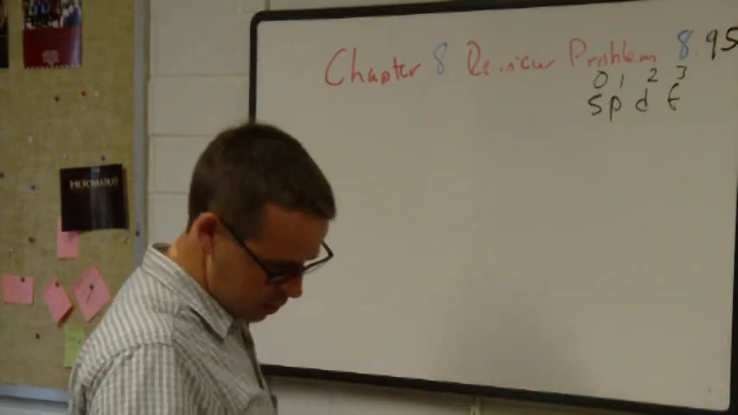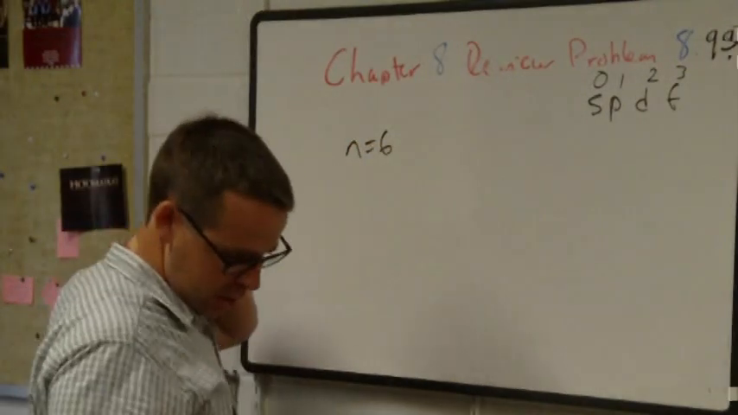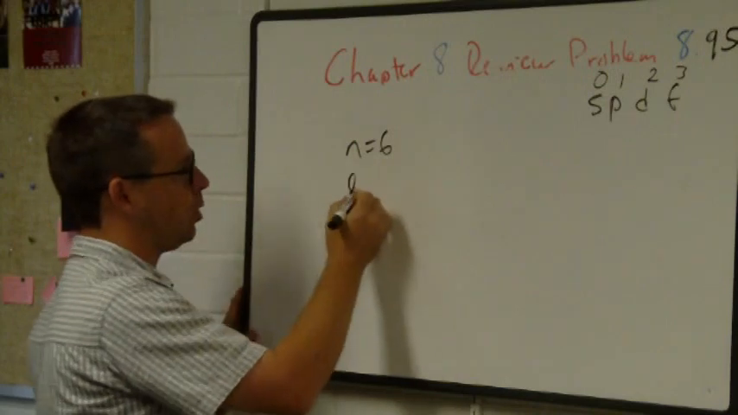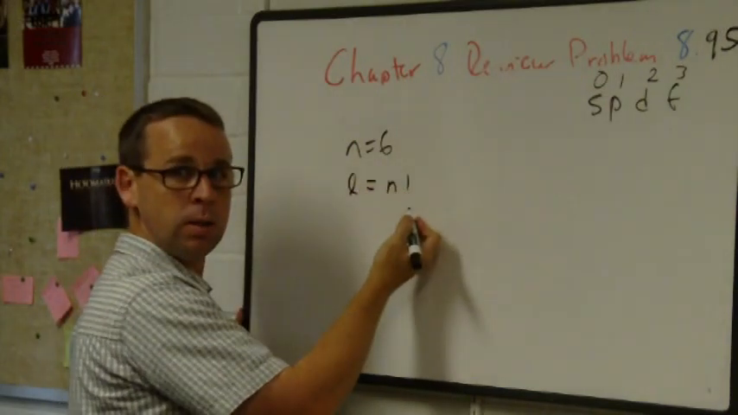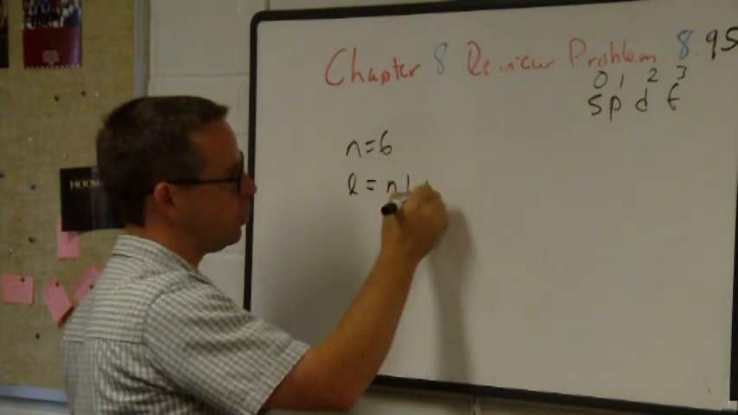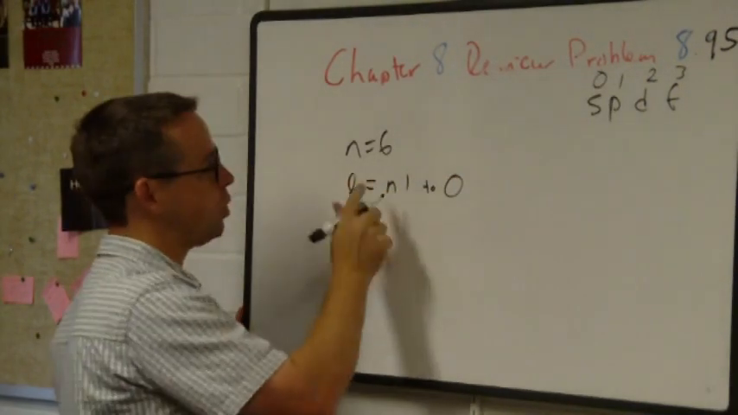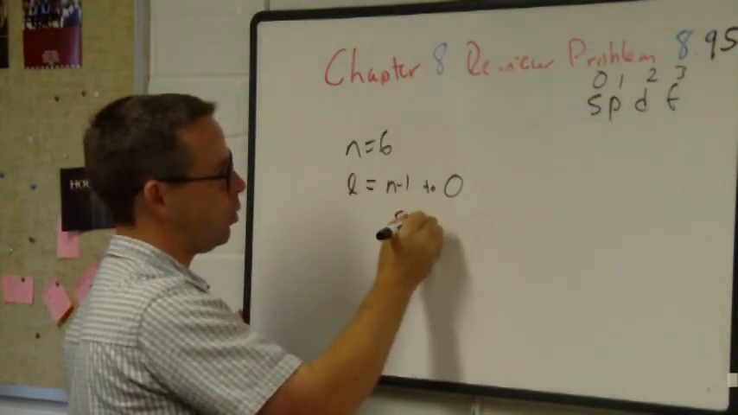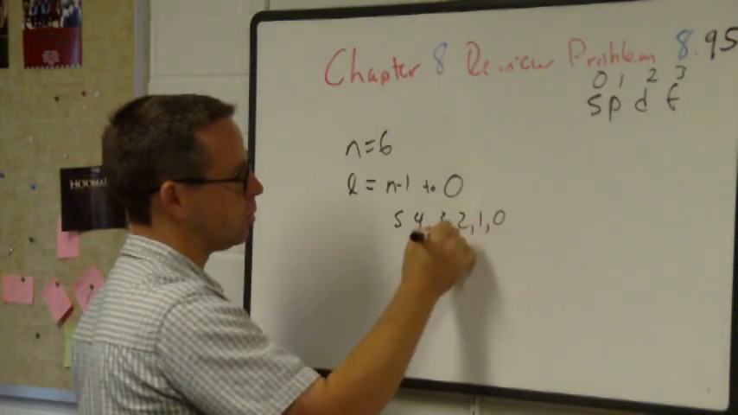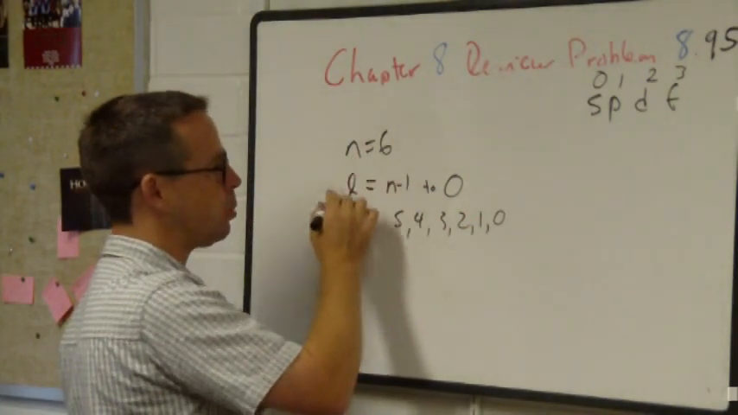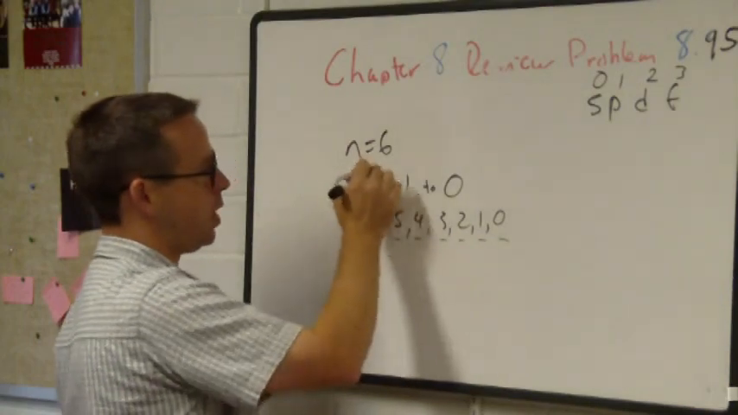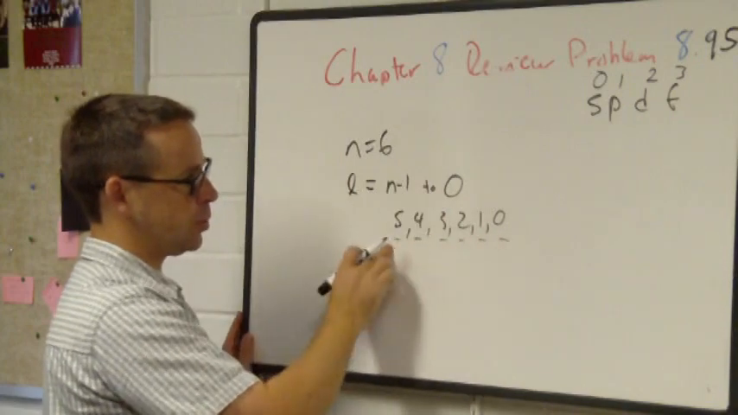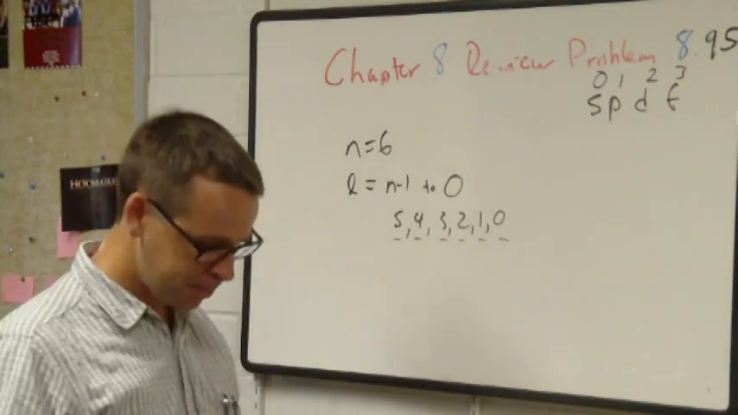For the shell with N equals 6, what are the possible L values? Well, if N equals 6, L always goes from N minus 1 down to 0. So if N equals 6, L can be 5, 4, 3, 2, 1, or 0. And there's always the same number of possible L values as N values. So if N equals 6, there must be 6 of these, starting from 0, 1, 2, 3, 4, 5. Okay?